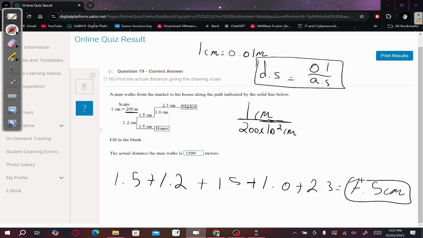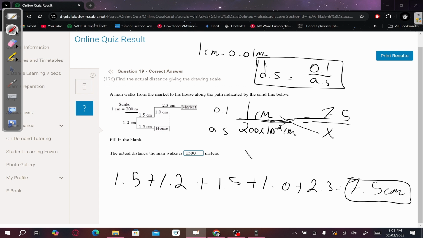But this is 7.5 centimeters on the drawing. We want to know how much it is in actual distance. So on the drawing scale, this is the observed length, and this is going to be the actual size. 7.5 is the observed length, and the actual size is x, right?